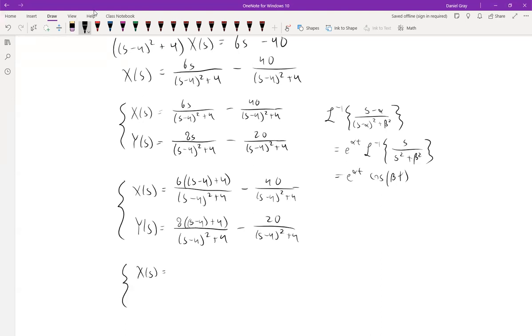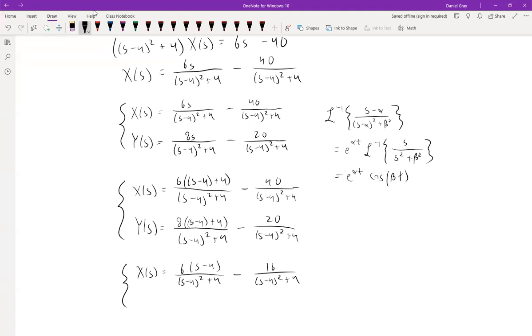So my x of s is going to be equal to, well, I'll split this up into two fractions. I'll have a 6 times (s minus 4) over my (s minus 4) squared plus 4, and then I get plus 24 over this, but then I'll combine that with my minus 40 over this. So this is going to turn into a minus 16 over (s minus 4) squared plus 4, because I have a 24 minus a 40.